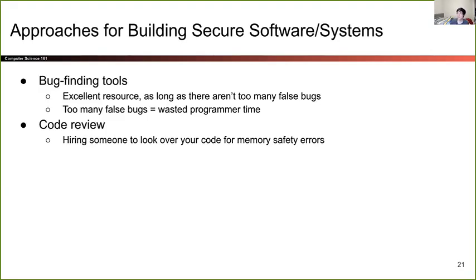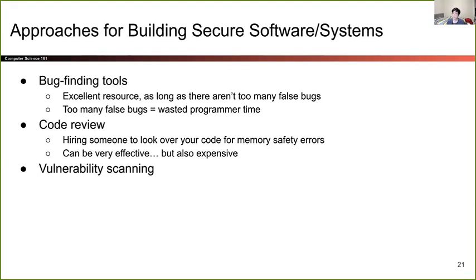Code review is the idea of hiring someone else to look at your C code. I've run into many situations where I code something and there's a bug and I just can't find it. And I ask someone else to take a look at it and they immediately figure out, hey, you're using the wrong input here. And I'm like, why didn't I see that? So the idea is the same thing here. Hire someone else, usually a professional, to look over your code and see if they can find memory safety errors. This can be very effective. There are entire companies built around checking and auditing software, but it's a business. It can be expensive.